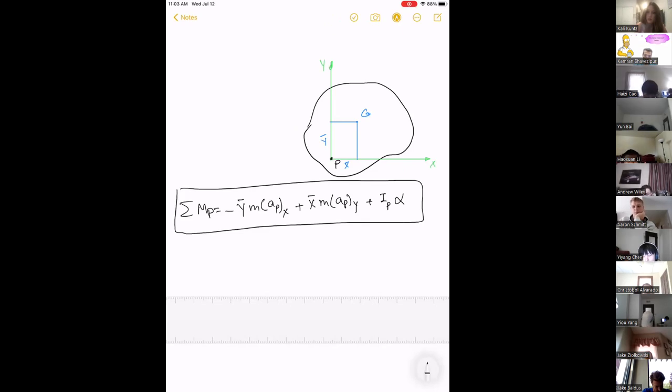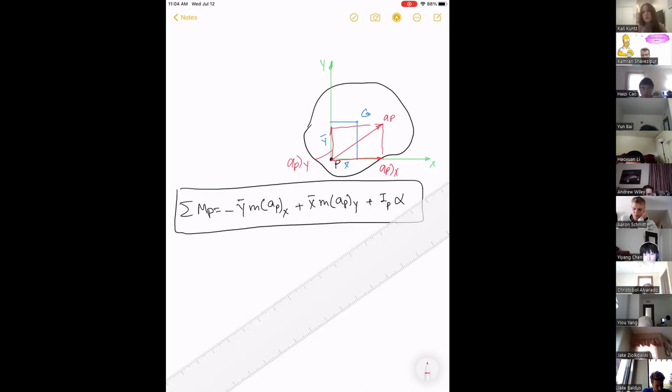If you know the point P, it could have an acceleration, for example, in this direction. Let's say this is AP. Then this is going to be APX, and this is going to be APY. And those are the terms that come here. As I said, there is a derivation to do this, but we're not going to go through that derivation because it's just like a couple of pages of writing. At the end of the day, we need this equation to solve problems. So we just stick with that one.